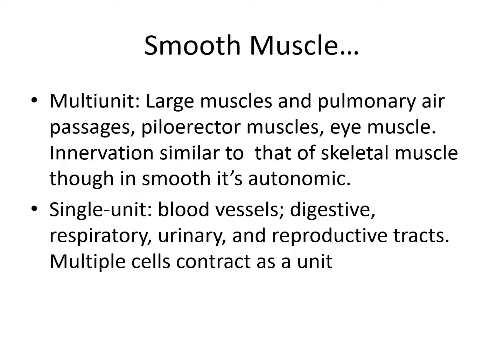And then the innervation in this case is going to be similar to that of skeletal muscle, though in smooth muscle it's autonomic instead of being from somatic motor neurons. And then with single unit, this is where it really differs from skeletal muscle. Single unit smooth muscle is going to be typical of the walls of blood vessels, and the digestive, respiratory, urinary, and reproductive tracts, so it's a little bit more common. It's single unit because it's multiple cells contracting as a unit. So even though you have multiple individual cells, it's like they're all working together.